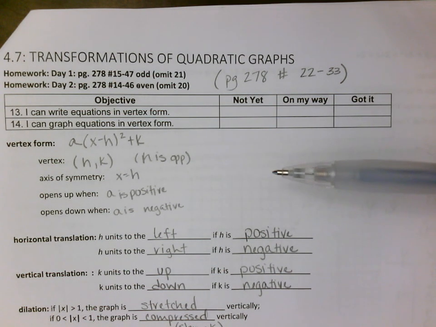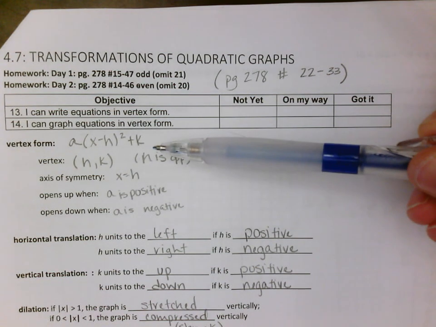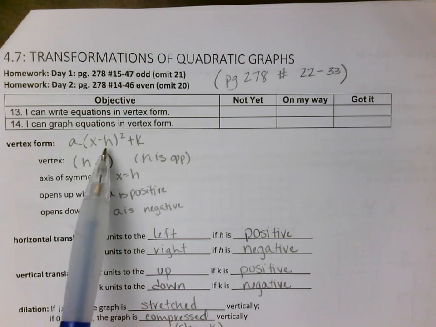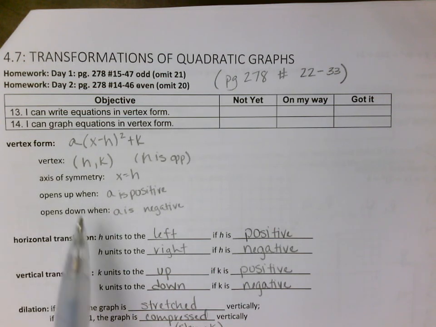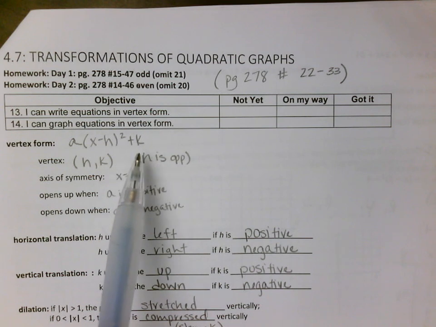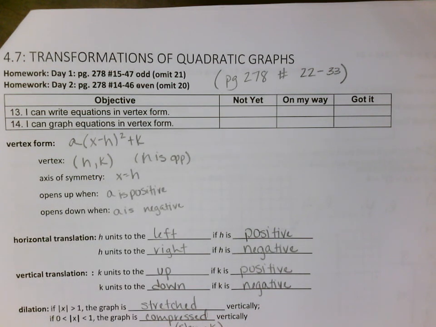So, vertex form, we've seen this before, is where you are written in vertex form. A is your stretch, it's your dilation, but A times the quantity of x minus h, quantity squared, plus k. Vertex is (h, k). Remember, h is opposite when you pull it out. Your axis of symmetry is x equal to h. It opens up when a is positive, and opens down when a is negative.